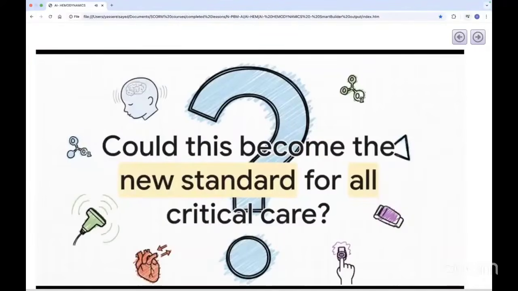And that leaves us with one last big question to think about. We've seen how powerful this approach is in the world of newborns, but the basic principles of understanding blood flow and oxygen delivery, those are universal in medicine, right? So could this shift, this move towards a more integrated whole-body approach, become the new standard of care for all of critical medicine? It's a question that could really shape the future of ICUs everywhere.